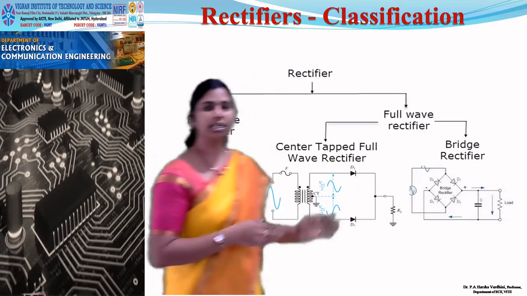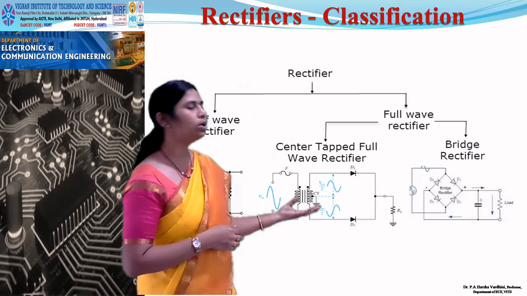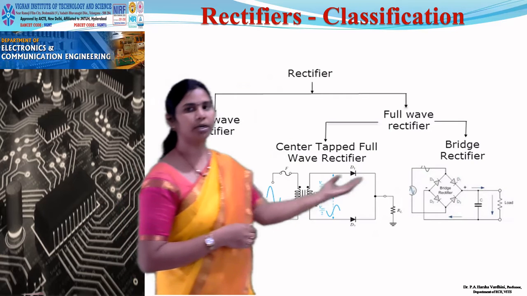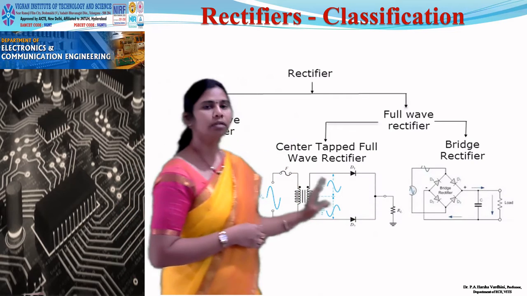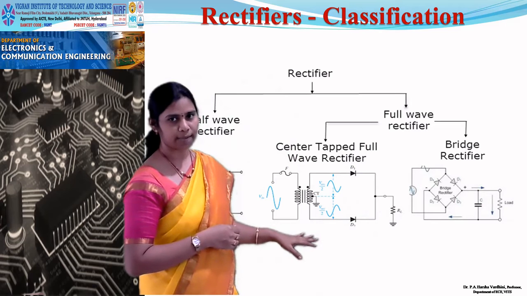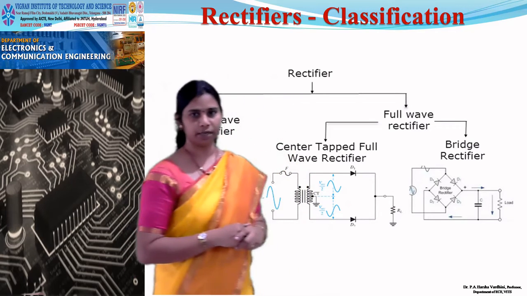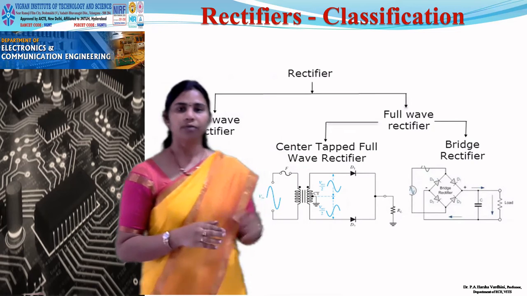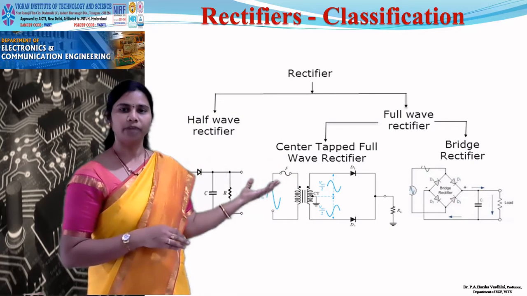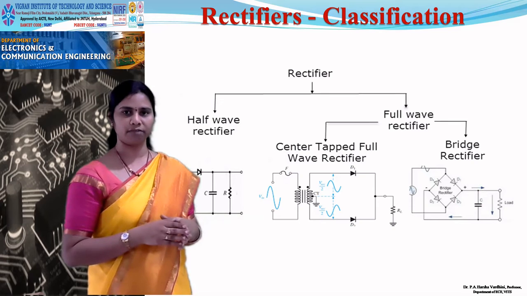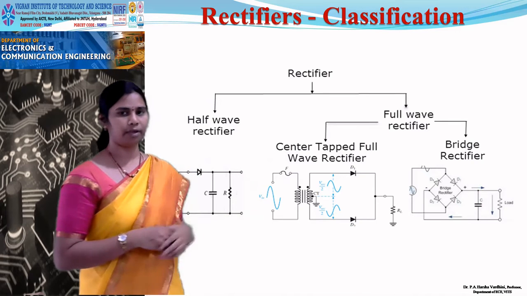But what is the difference? The main difference is that you will not see a center-tap transformer in the bridge rectifier. The two diodes which you see in the center-tap rectifier are replaced with the bridge rectifier. So this is the full-wave rectifier where you see full-wave rectification when compared to the half-wave rectifier.